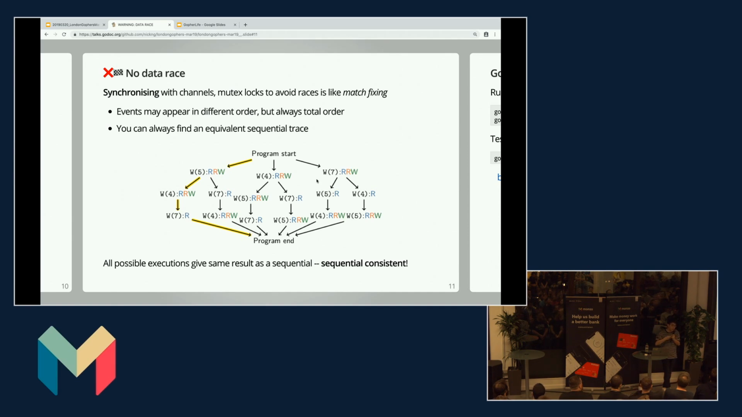So you can flatten out your concurrent execution and get a sequential trace of your program. And so this is what no data race would look like in a happens before graph. So maybe you're wondering, why do I need to know all of this? Because this is really boring, really technical.